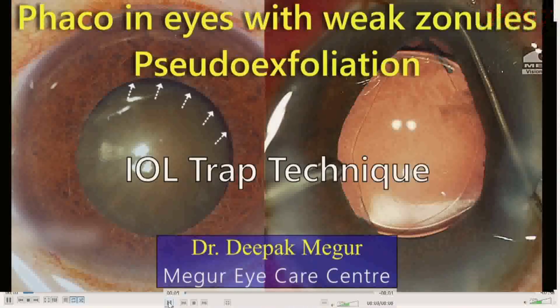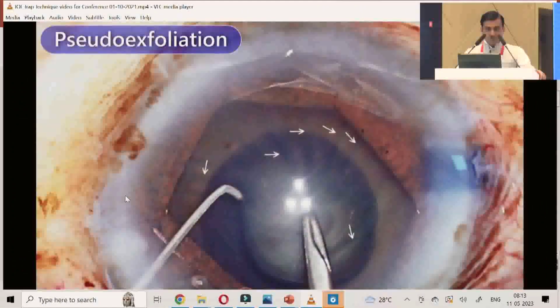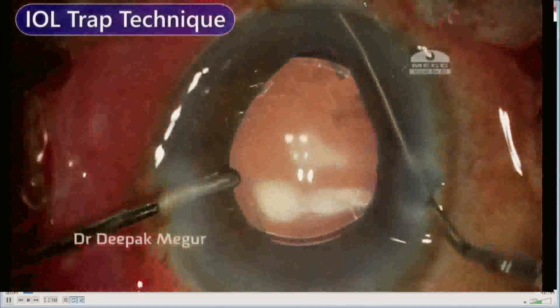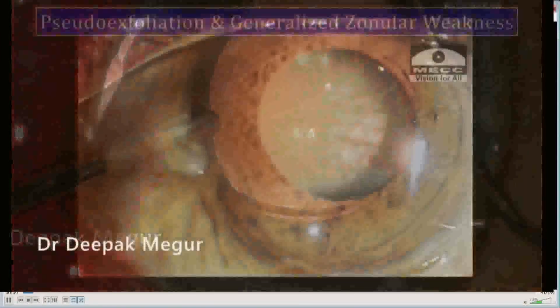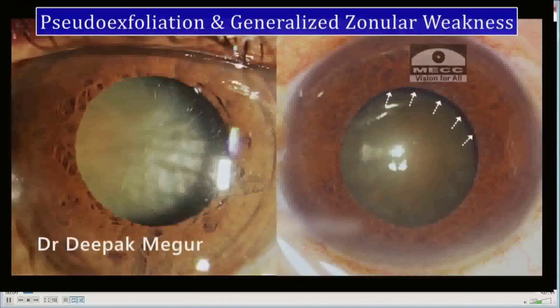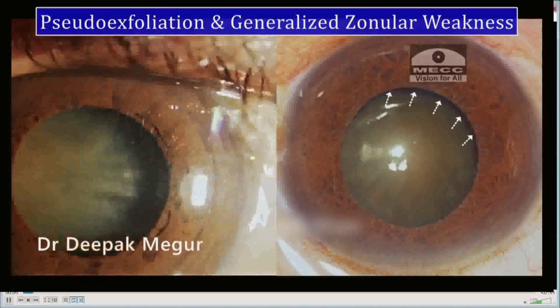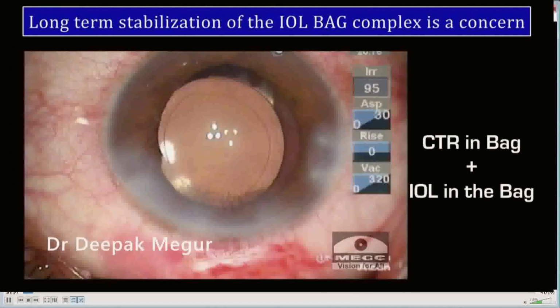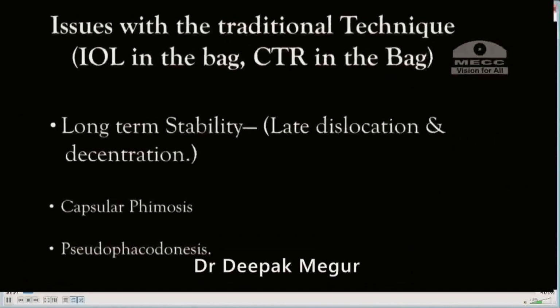In this video, I'll be sharing a few of my tips for performing phacoemulsification in eyes with zonular weakness, and also I'll be describing this IOL trap technique. So let's find out. Eyes with generalized zonular weakness secondary to pseudoexfoliation have been a challenge for us cataract surgeons, because apart from the intraoperative difficulties which we face, long-term stabilization of these lenses is also a concern. So over a period of time, we do see late onset spontaneous dislocation of these lens bag complexes in quite a few cases.